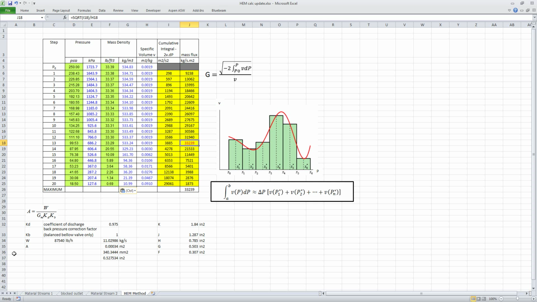Based on this mass flux, the orifice area calculated is 0.53 square inch, which means we can select the H orifice for this PSV, which has the area of 0.78 square inch.